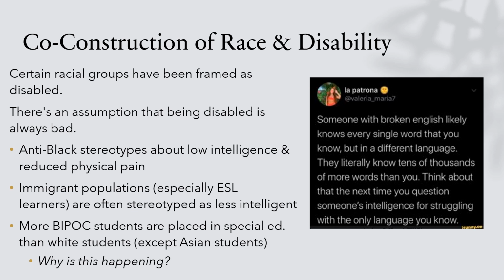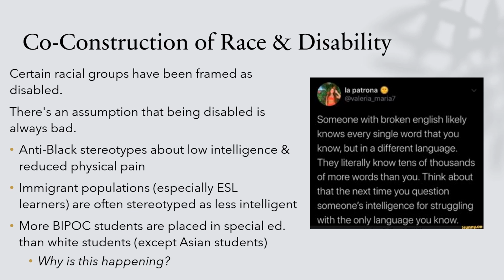I want to call attention to this little screenshot here on the screen. I believe this was a Twitter post from someone saying, "Someone with broken English likely knows every single word that you know, but in a different language. They literally know tens of thousands of more words than you. Think about that the next time you question someone's intelligence for struggling with the only language you know." Clearly this is aimed at people who only speak English, but that's definitely something worth thinking about, right? We have these assumptions and these very negative, harmful stereotypes, and even insults that are, of course, racist and xenophobic, but they're also ableist in kind of a roundabout way.